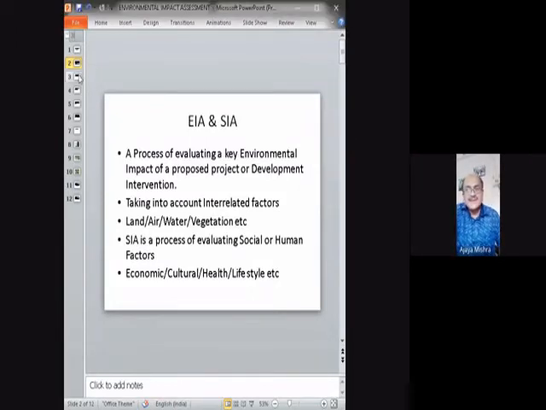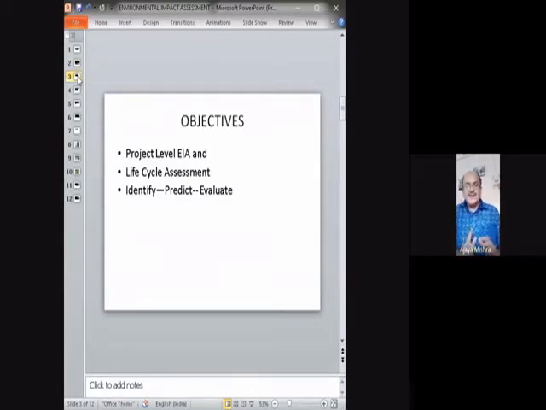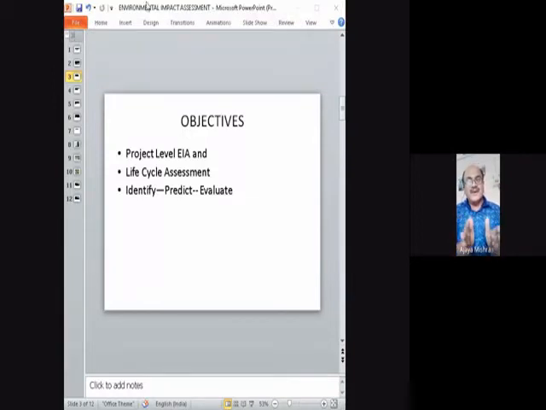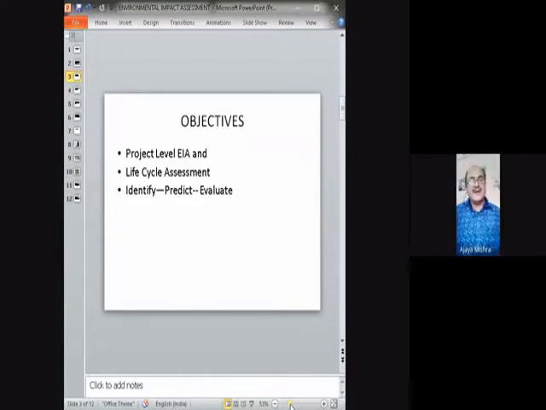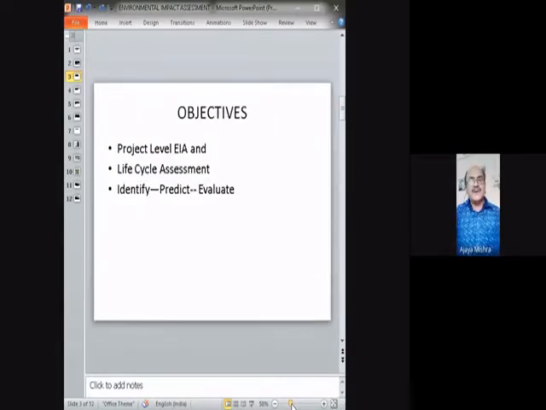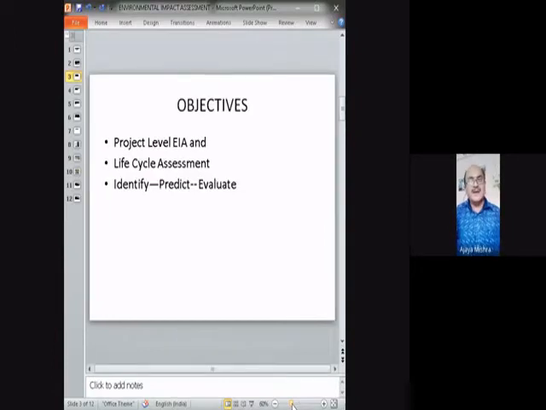Look at this objective. The objective is to identify the project level EIA. So whenever a project is made, it has to prepare the EIA. And always the EIA is accompanied by an EMP, Environmental Management Plan. If it is identified and projected that these are the likely effects of the project on the environment, then that project is also supplemented by an environmental management plan, so that the effect of the project on the environment is minimized.